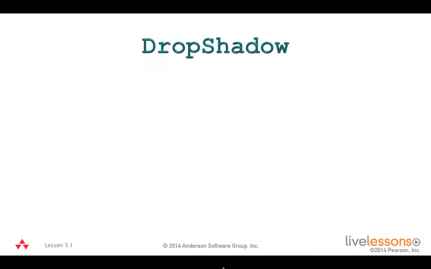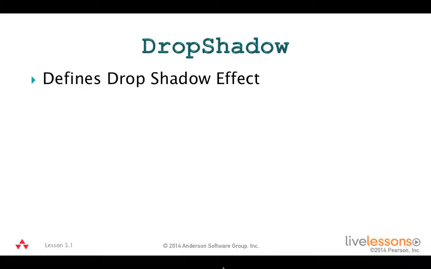The next effect is DropShadow. DropShadow renders a shadow of the content that makes images look three-dimensional. DropShadows also give the appearance of light coming from one direction and casting a shadow. Here are the useful properties for a DropShadow.